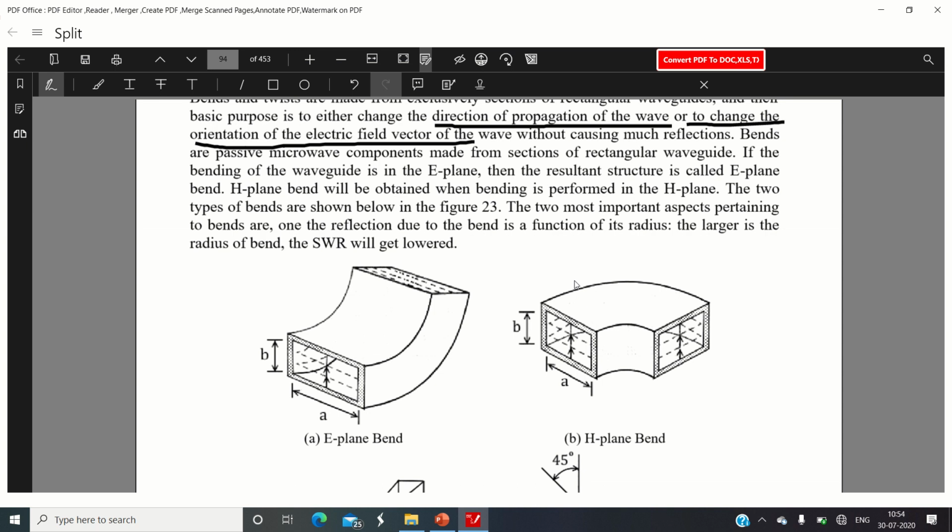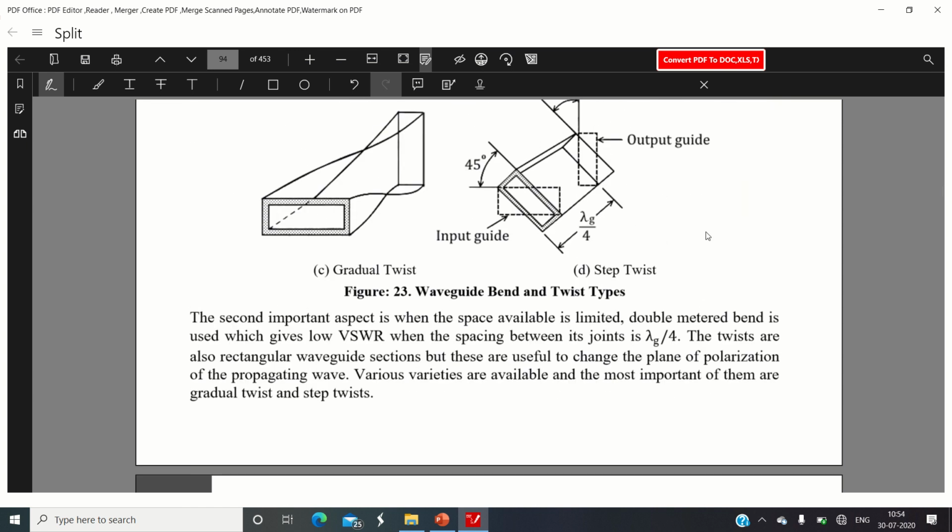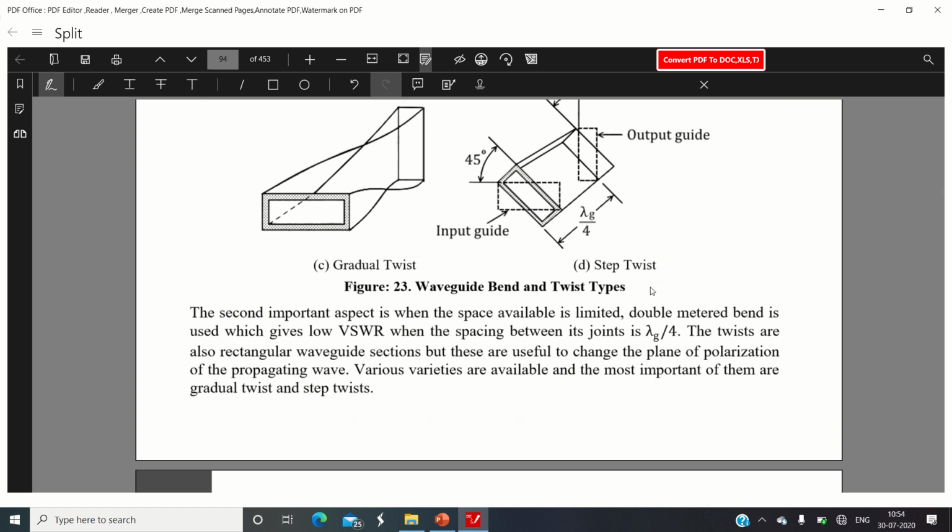On the other hand, if we bend the microwave signal into its H-plane arm, we call it an H-plane bend. The two types of bends are shown over here in the following figure. The bends are very important, and the reflection due to one particular bend is a function of its radius. The second important aspect is that the double miter bend is used, which gives low values of VSWR. Now, similarly, the twists are also made up of rectangular waveguides.